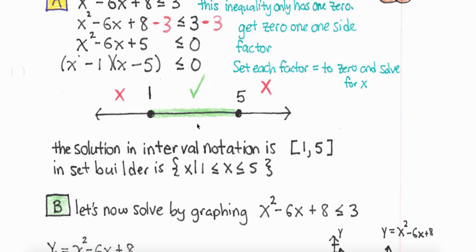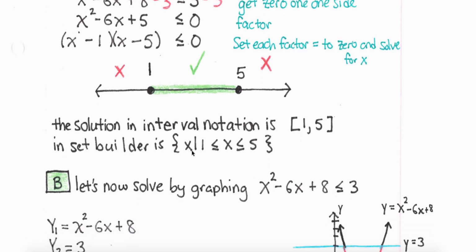So the solution to this problem is the interval notation, bracket 1, comma 5, close bracket. In set builder, it's the set of all x such that 1 is less than or equal to x is less than or equal to 5.